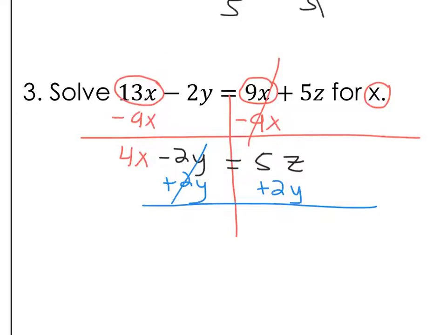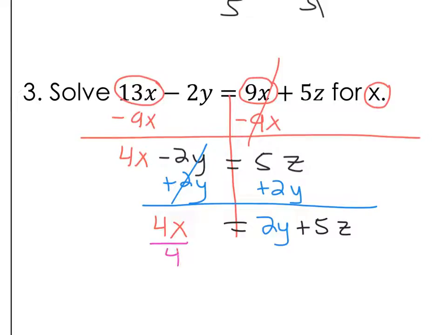Like so. So on the left, now you're just left with 4x. You got your equal sign. And we cannot combine the 5z and the 2y because they are not the same variable. And since y comes first in the alphabet, I'm going to write 2y first. And then I'm going to write plus 5z since 5z is positive. Okay. And the last step is to divide by this 4.